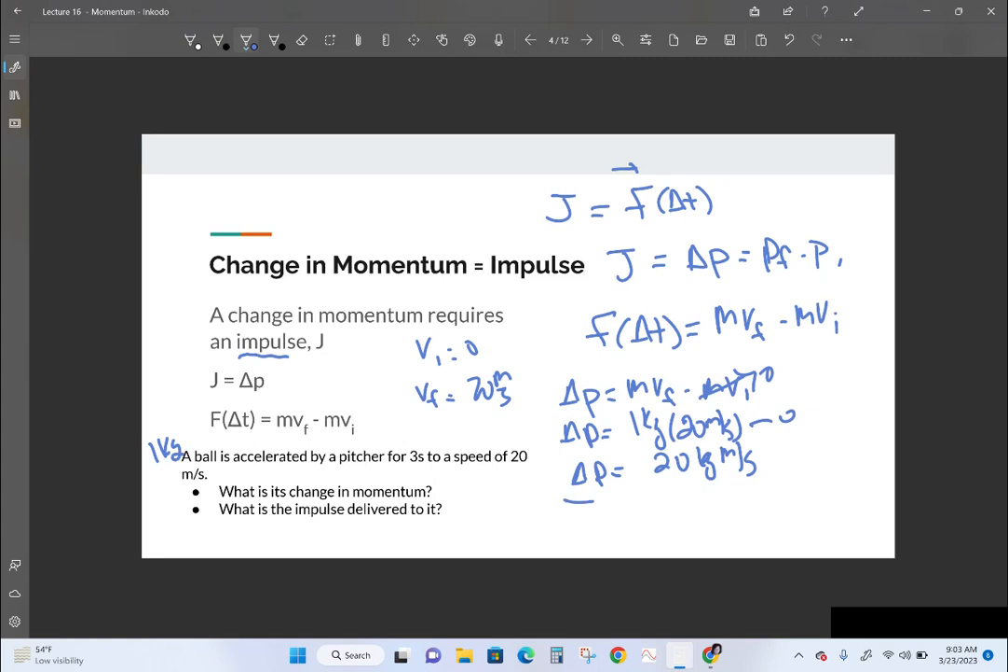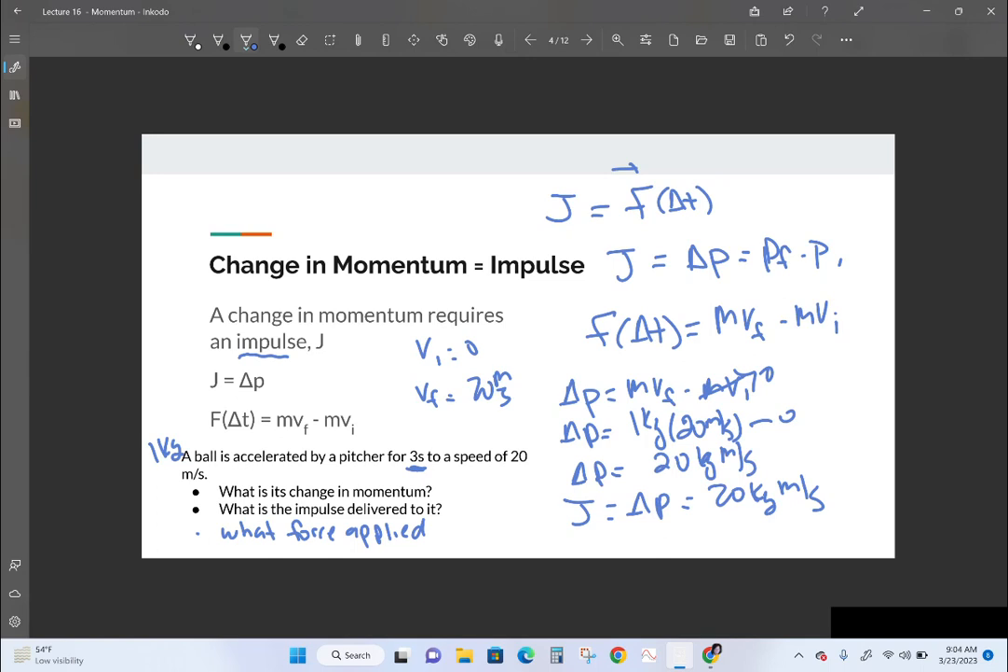If we want to know the impulse delivered to it, it's equal to the change in momentum, which is 20 kilogram meters per second. So what does this mean? It means that there was a force delivered to it. So if we wanted to find the force applied to it, we either would need to find its change in kinetic energy and know the distance and use the work energy theorem. But we have the time that it's applied. It's applied for 3 seconds.